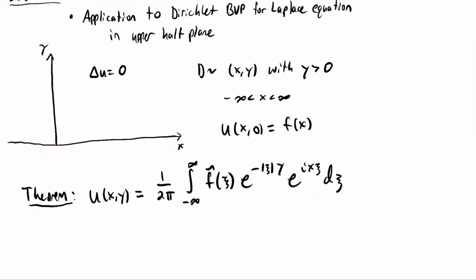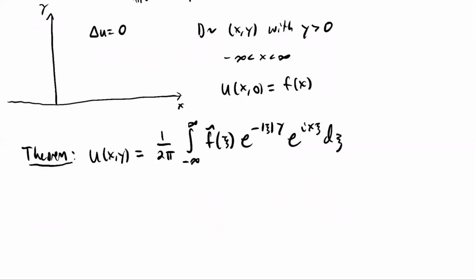One thing I didn't mention, just because we were running out of time, is that technically we want to verify that this boundary condition actually holds. So when y is equal to 0, is u of x comma 0, if we define it by this formula, actually equal to the function f? Well, let's just check this.